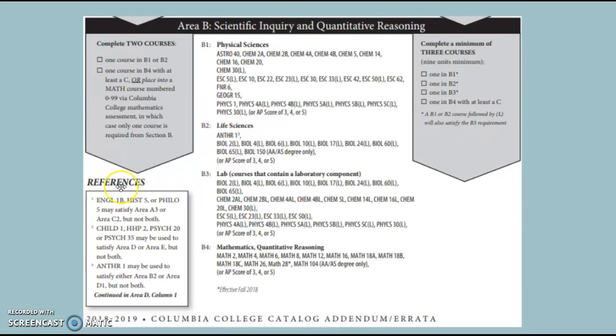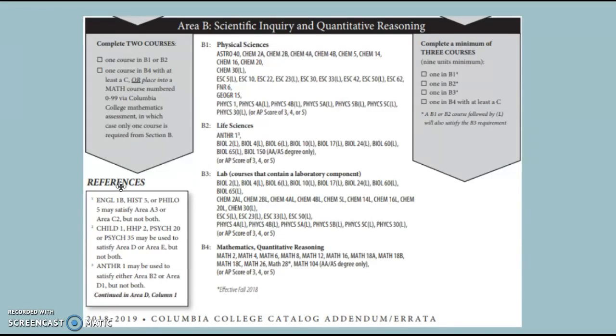I also wanted to highlight the reference section that you'll find woven throughout the Columbia College catalog. These references offer excellent side note information. This particular reference section is talking about double dipping, or double counting courses. It's telling us that the following courses cannot be counted for 2 general ed section requirements. Let's use English 1B, for example.